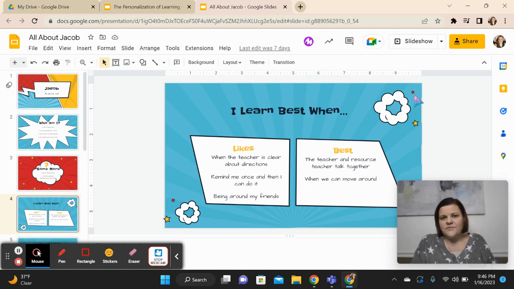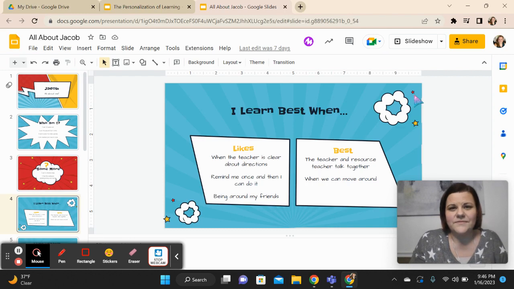He also loves to be around his friends. He's very social. Jacob is on the autism spectrum, and so he does work with a resource teacher, an outstanding resource teacher. And so he really likes when the teacher and the resource teacher speak together and communicate so that his time in the resource room can be best utilized to complete what he needs to do in the classroom. He also loves, as I said, he's very hands on, so he loves to move around. And so he likes alternative seating.